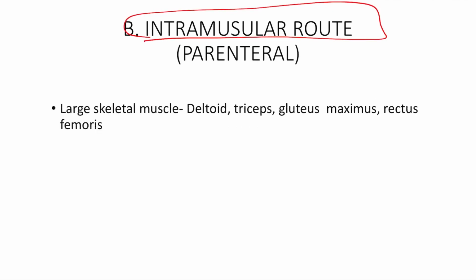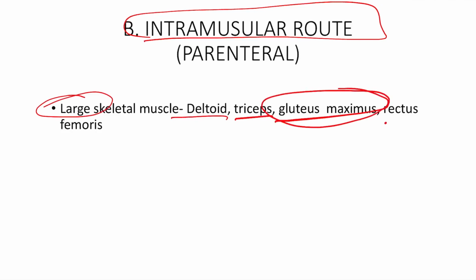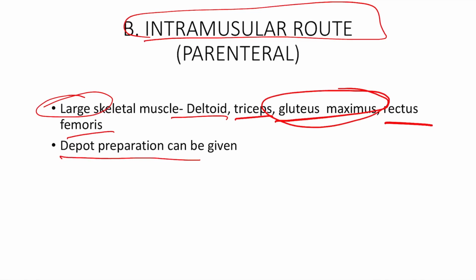Now the second route is intramuscular, wherein we need to give the drugs into the muscle. Which muscles are suitable? Mostly large muscles are suitable. These are the deltoid on the arm, triceps, and the most important, gluteus maximus and rectus femoris. So these are big muscles, and these big muscles are suitable for administration of drugs. Sometimes depot preparation can also be given.